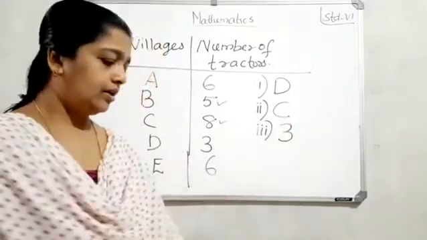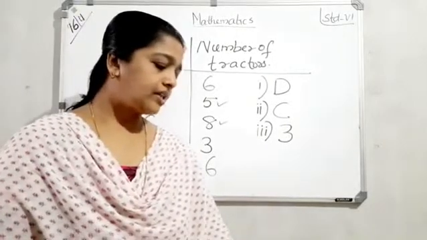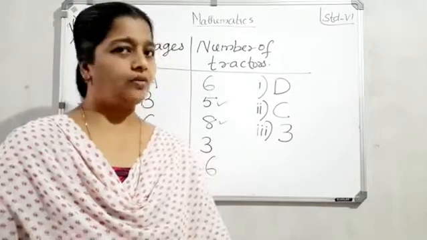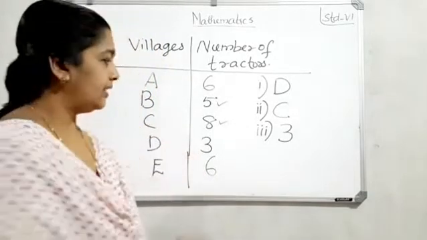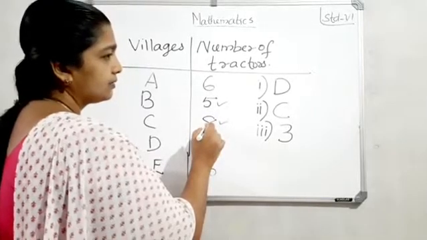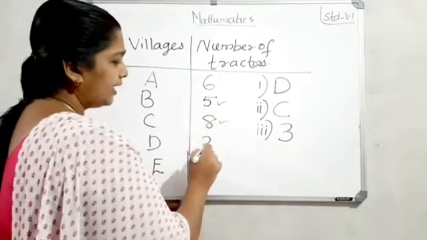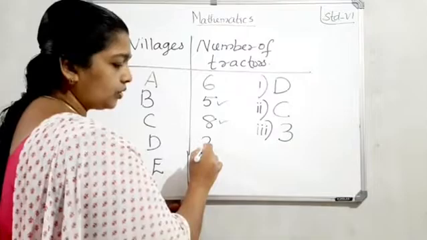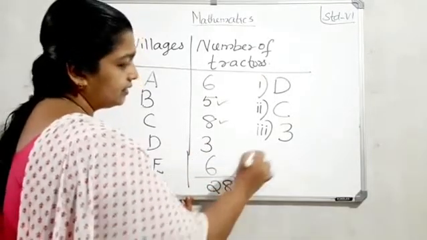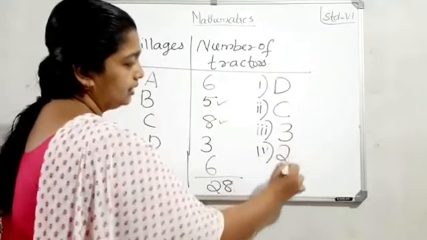So 3 tractors. Next, what is the total number of tractors in all 5 villages? So we can calculate. Yes, 6 plus 5, 11. 11 plus 8, 19. 19 plus 3, 22. 22 plus 6, 28. That is answer 28.